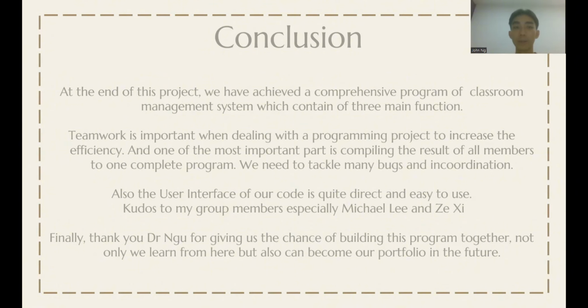Now, in conclusion, at the end of the project, we have achieved a comprehensive classroom management system program, which contains 3 main functions: timetable, attendance, and assignment submission. Teamwork is very important when dealing with a programming project to increase efficiency. One of the most important parts is compiling the results of all members into one complete program. We need to tackle many bugs and coordinate. Also, the user interface of our code is quite direct and easy to use.